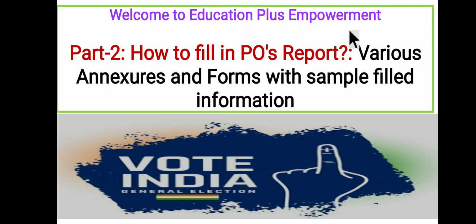Well, in this video, we will be moving on to part 2, which is how to fill in the PO's report, including various annexures and forms with sample filled-in data or information. In our previous part 1 video, we talked about the PO's report, including declarations and various important initial annexures. Now in this video, we will be covering the remaining parts.